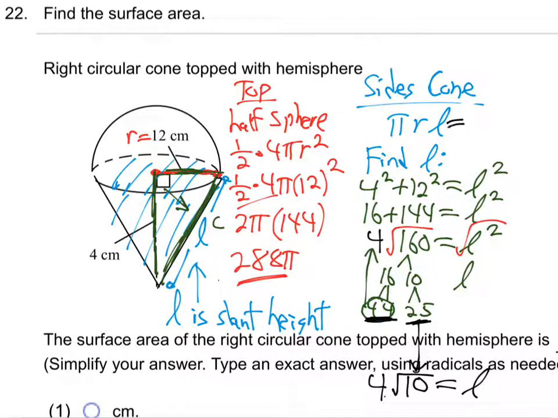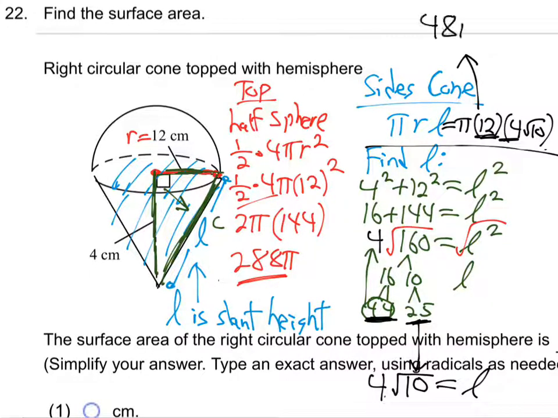So now we can come back up here. The sides are pi RL. Pi, what's the radius? It was 12. And the L, 4 root 10. Kind of ran out of room there. Let me squeeze that in a little bit better. So pi RL is pi times R, which is 12, times L, which is 4 root 10. So bring it up here. 12 times 4, 4 times 12, 48 pi root 10. So you multiply the 4 and the 12 together to be 48, and then the pi and the root 10.